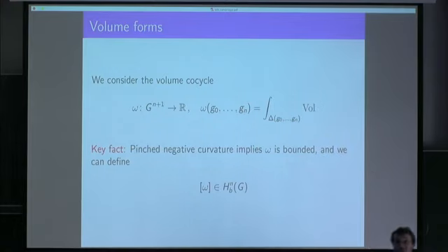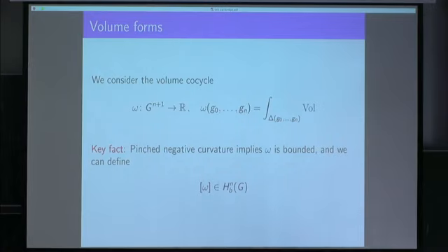A key fact is that if we have a pinching in negative curvature, then it can be proved that straight simplices have a uniformly bounded volume. Okay? Just like in hyperbolic space, there is a uniform upper bound on the volume of simplices. And this just says that this cocycle is bounded. It is a cocycle just by Stokes. This is trivial. And it is bounded because we are in negative curvature. So it defines a bounded class.